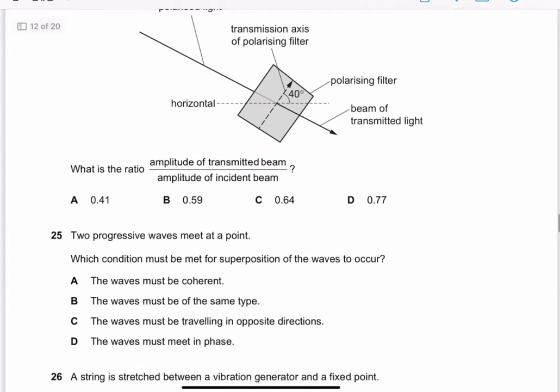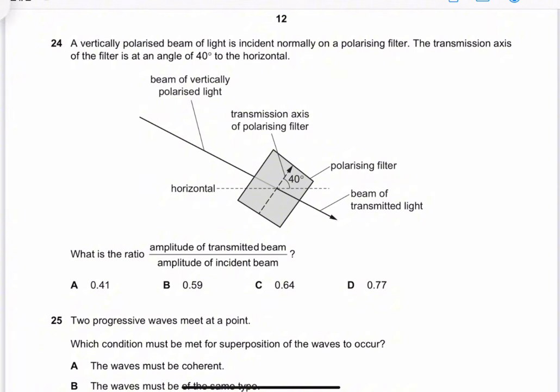Okay, moving on to question 24. We're given a vertically polarized light beam that is incident normally on a polarizing filter. So we are asked to find the ratio of the amplitude of the transmitted beam, this is our transmitted beam, and the amplitude of the incident beam. This is where we apply the new addition to our syllabus, which we call Malus's law. Malus's law says that the intensity that you get for your transmitted beam is equivalent to the initial intensity times cos squared of theta.